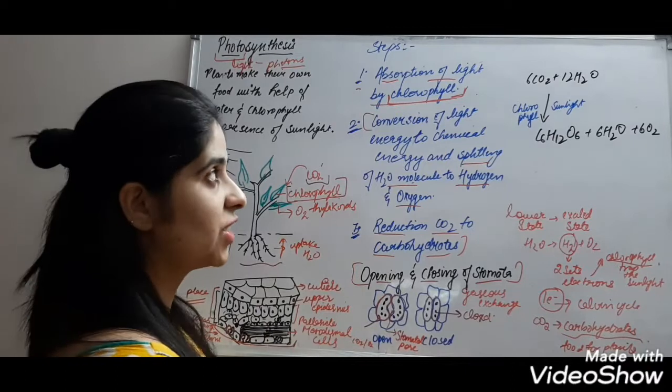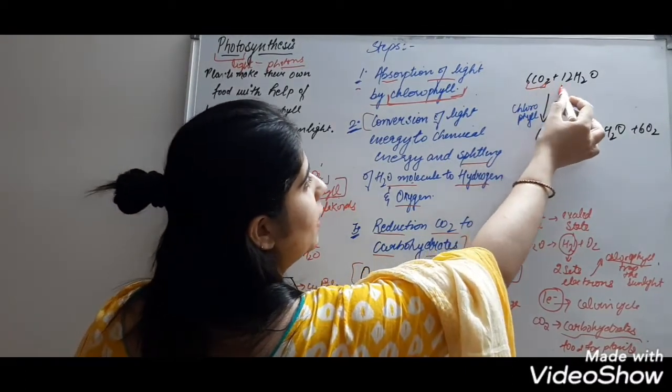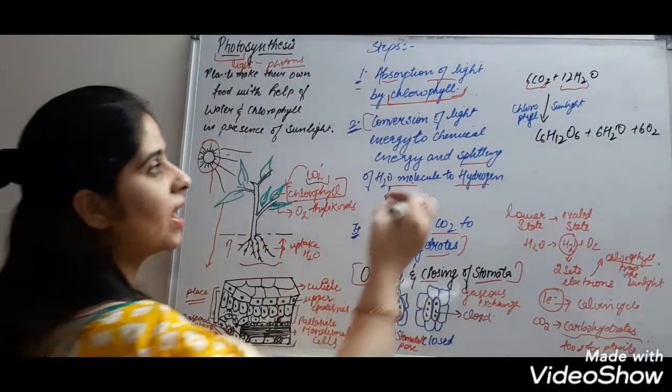The basic reaction for photosynthesis is carbon dioxide plus water, in the presence of chlorophyll and sunlight, gives rise to glucose, water and oxygen.